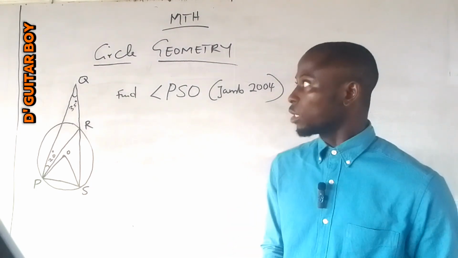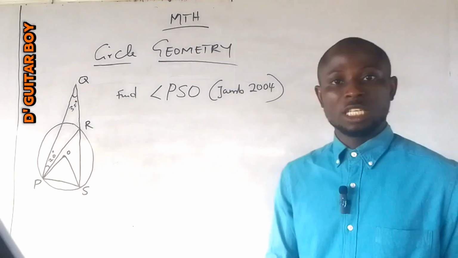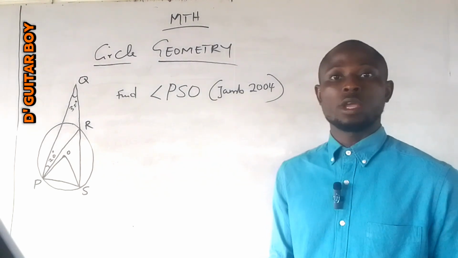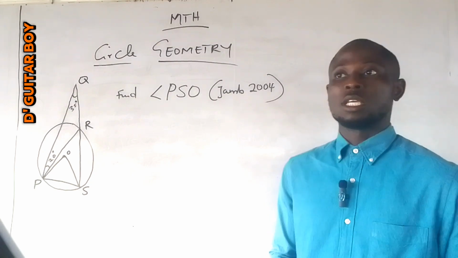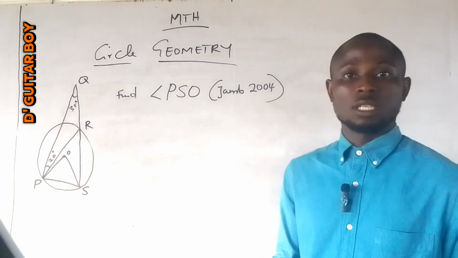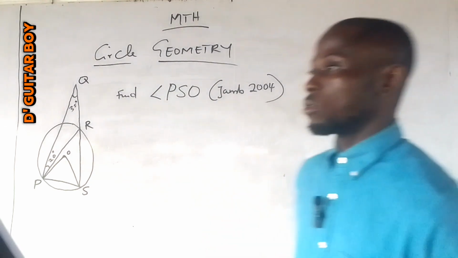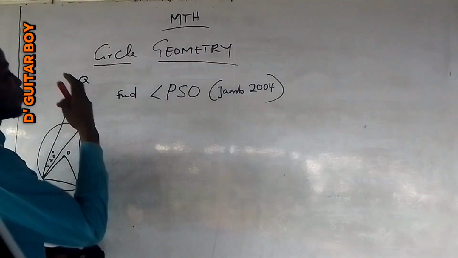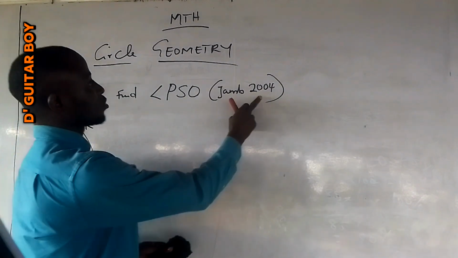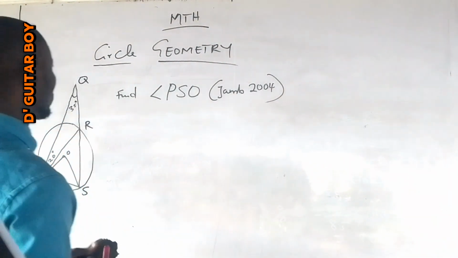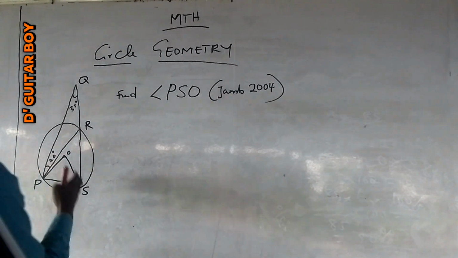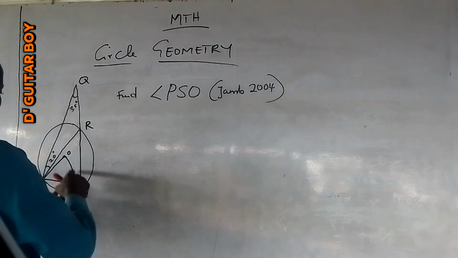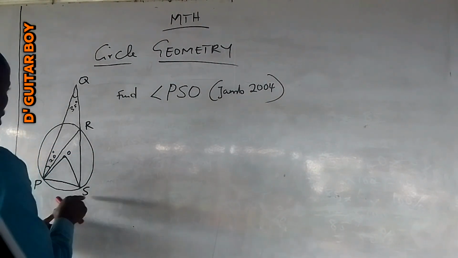In this particular video, we learned so many theorems, and those theorems have been so helpful to us since we started solving examples. Now look at the question we have on the board. This particular question was a JAMB question 2004. So the question is, look at the figure here. Look at where the S is. This is the angle they want you to look for.